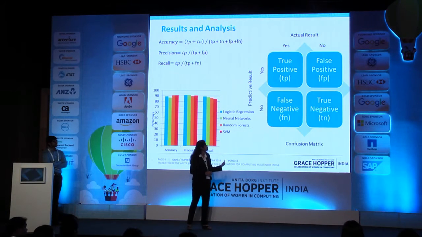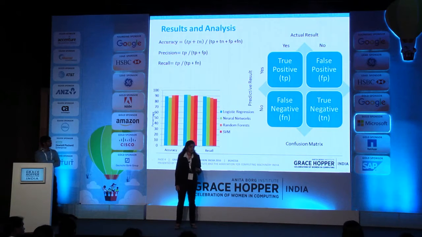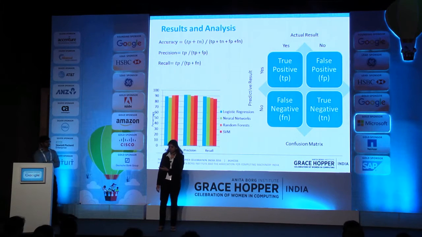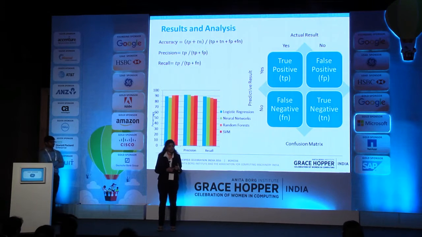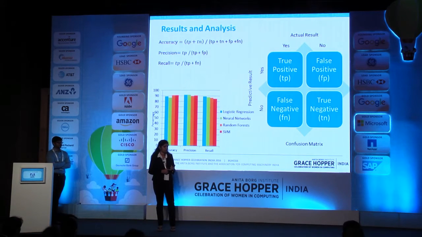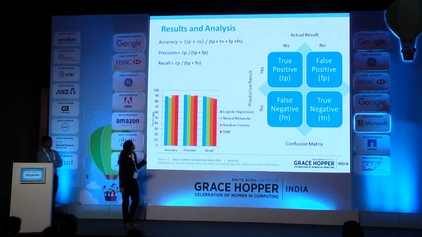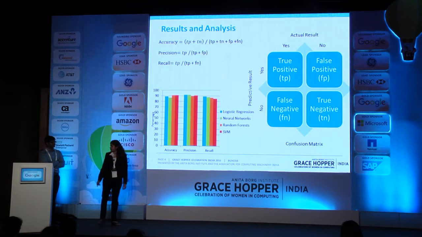So based on these 4 things, we generally consider accuracy, precision, and recall values for any classifier. As Murli was saying, we took these 4 different classifiers: logistic regression, neural networks, random forests, and SVMs. For these 4 classifiers, we tried to find out the accuracy, precision, and recall values, and these are the results which we have seen. All these calculations can be done from the matrix itself. We can go to the next slide.